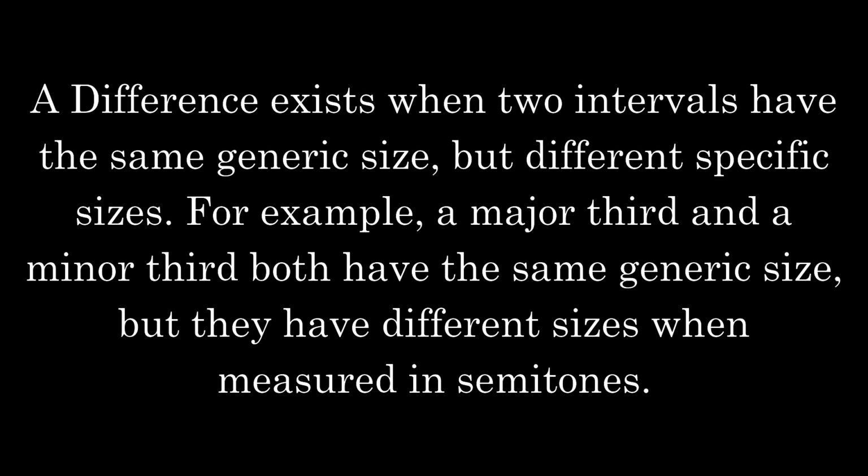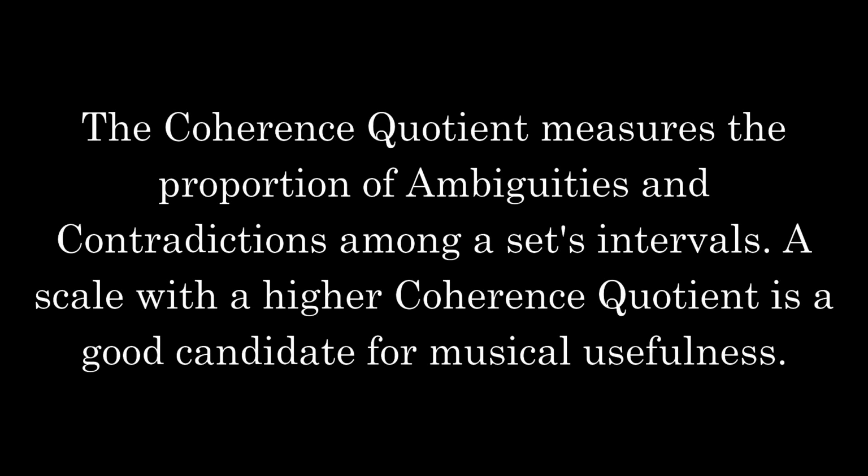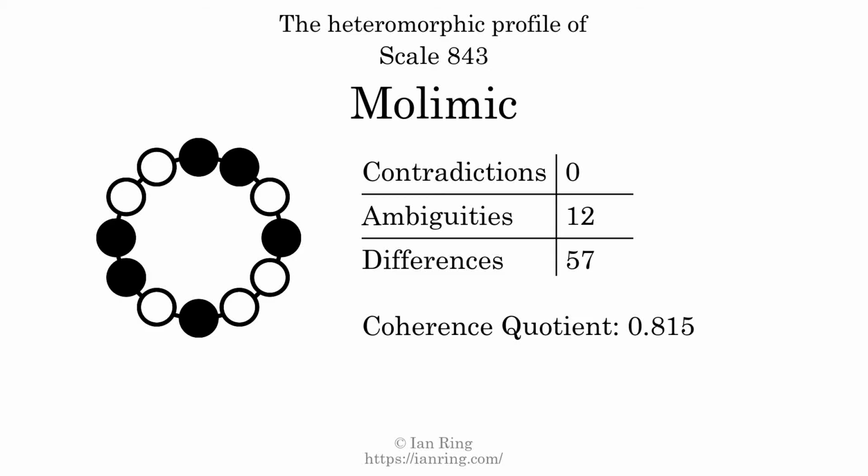A difference exists when 2 intervals have the same generic size, but different specific sizes. For example, a major third and a minor third both have the same generic size, but they have different sizes when measured in semitones. The number of differences in this scale is 57. The coherence quotient measures the proportion of ambiguities and contradictions among a set's intervals. A scale with a higher coherence quotient is a good candidate for musical usefulness. The coherence quotient is 0.815.